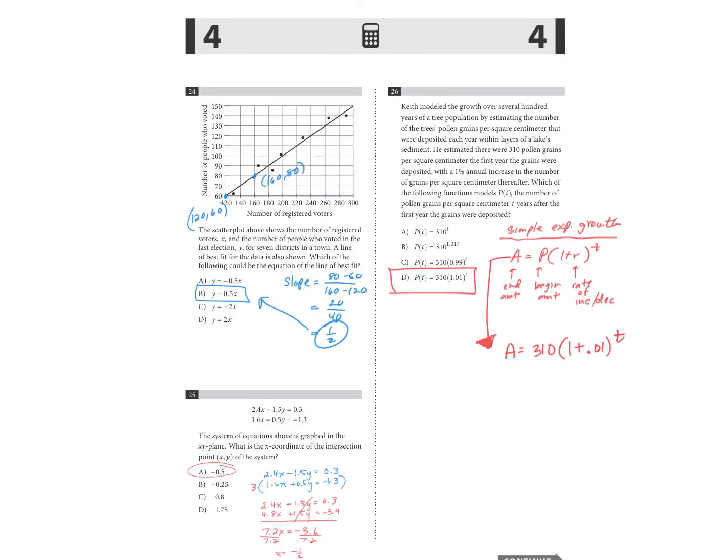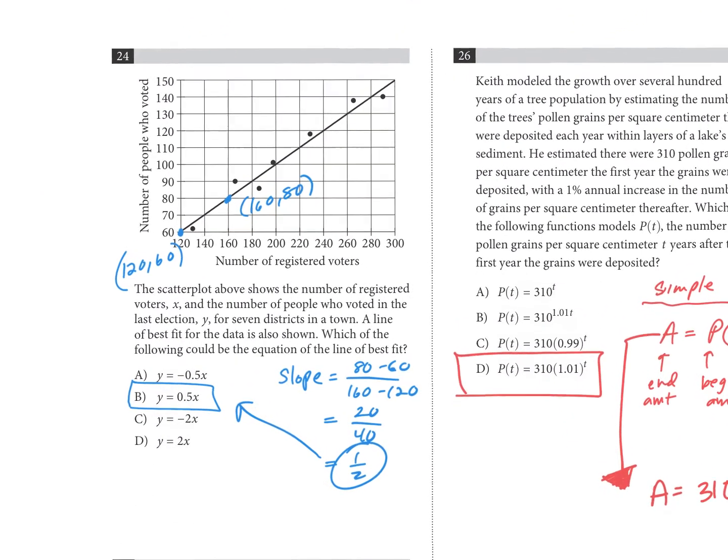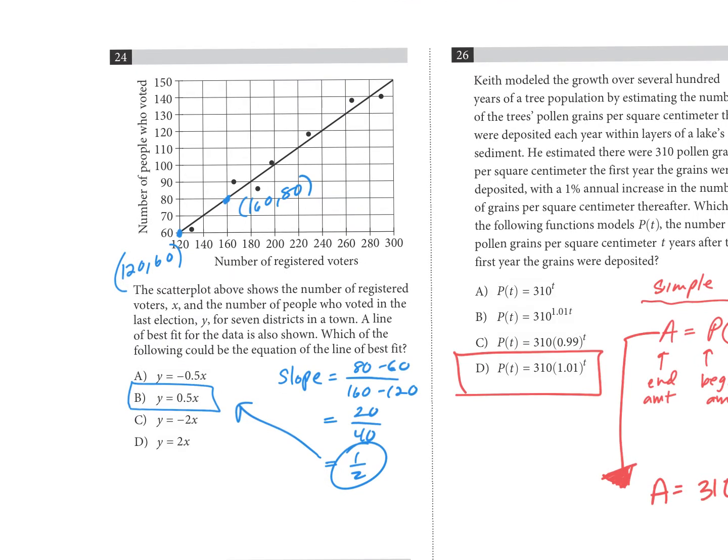All right, so 24, 25, and 26. The first one, 24, is a scatter plot. You're going to see a lot of scatter plots, not a lot, but you see a few on the SAT for sure. It shows the number of registered voters and the number of people who voted. So let's read this scatter plot.